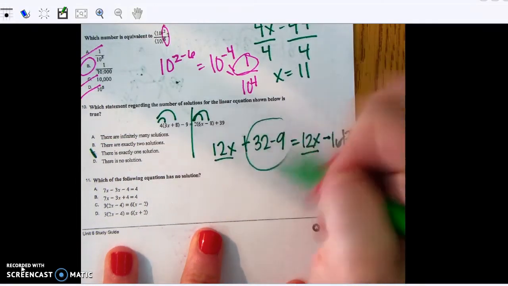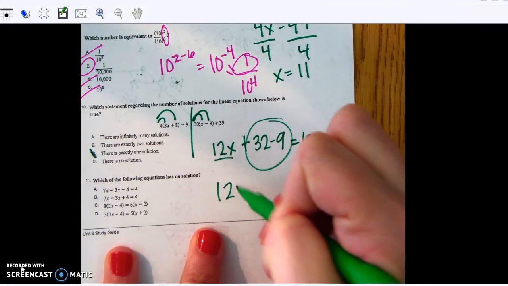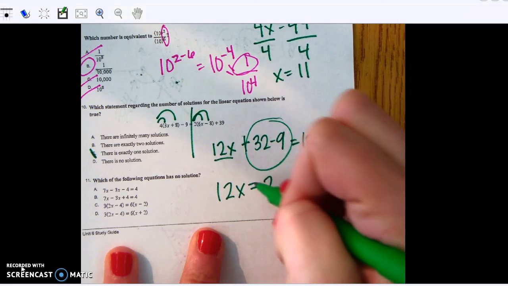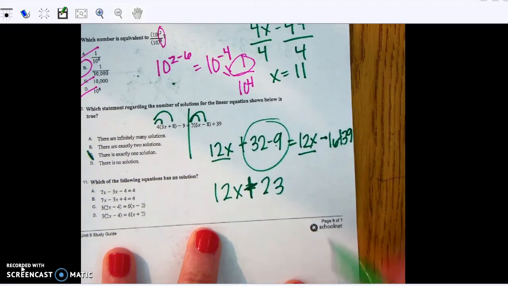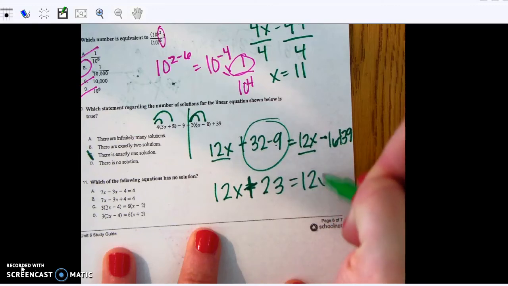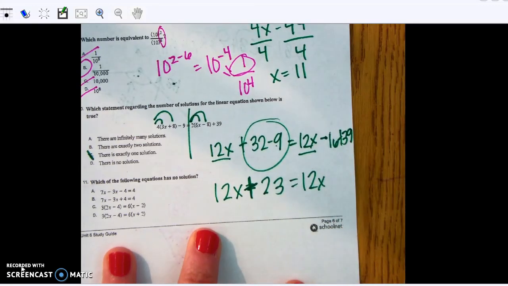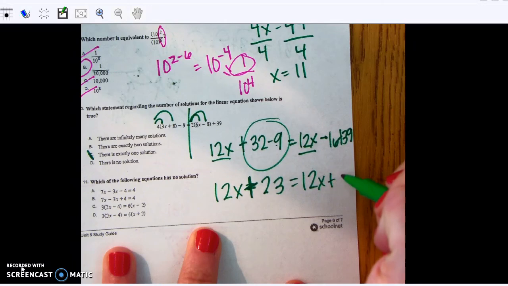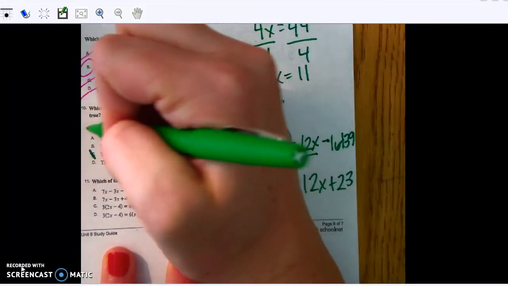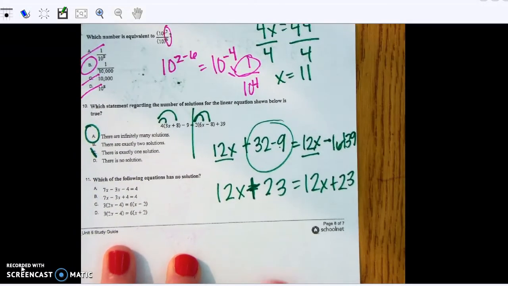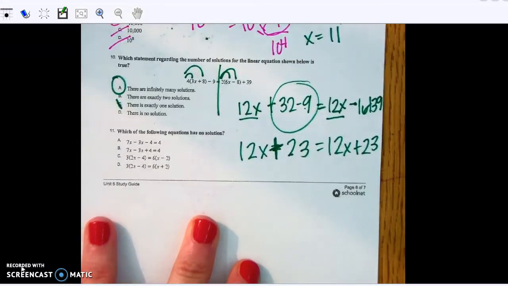So now if I combine like terms, I get 12x plus 23. 32 minus 9 is 23, equals 12x. Negative 16 plus 39 is also 23. So since both sides are exactly the same, the answer is A. There are infinitely many solutions.